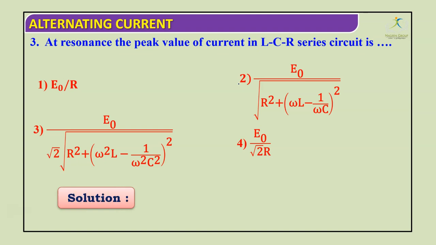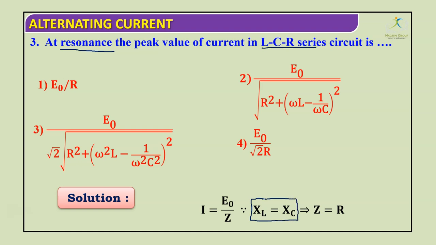If I'm moving to the resonance or peak value of an LCR series circuit, students, we know that if the LCR circuit is in the resonance position, XL will be equal to XC. For that scenario, Z is equal to R. So according to this, we have the result as the first option.